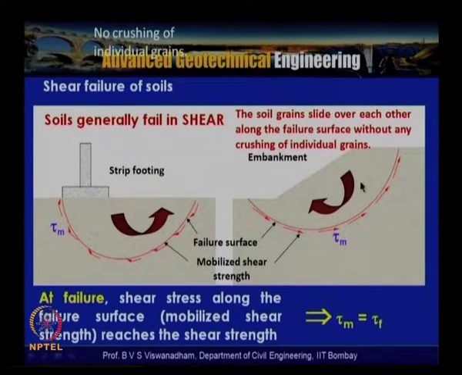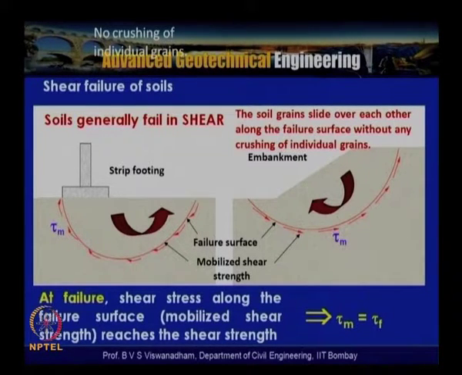Similarly here, the driving shear stresses due to the self weight of the soil mass, which is subjected to outward movement, when they become more than the mobilized shear strength, the failure occurs. So we say that soils generally fail in shear, and the soil grains slide over each other along the failure surface without any crushing of individual grains.